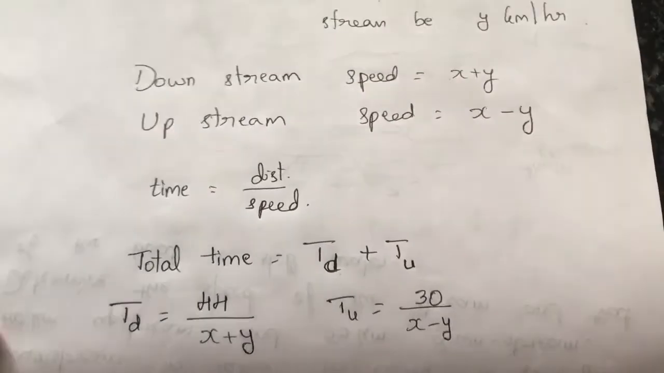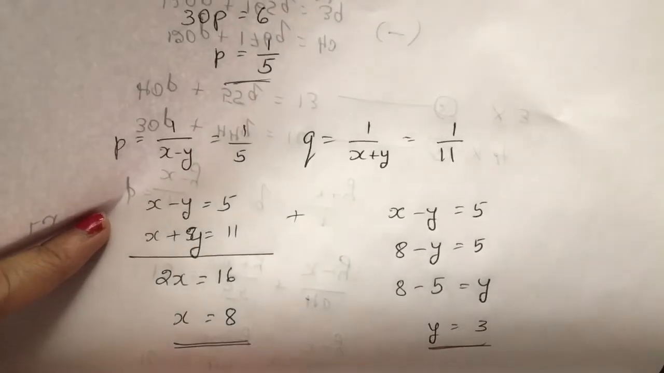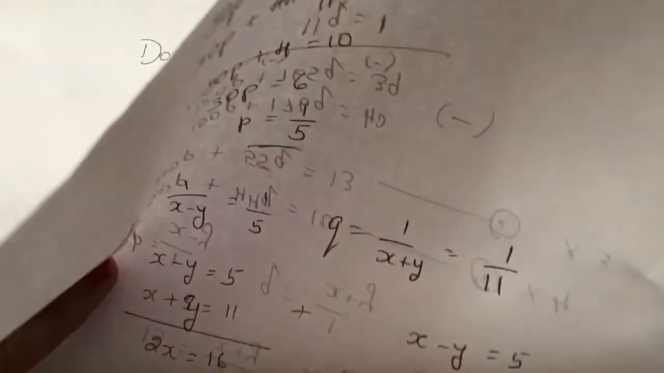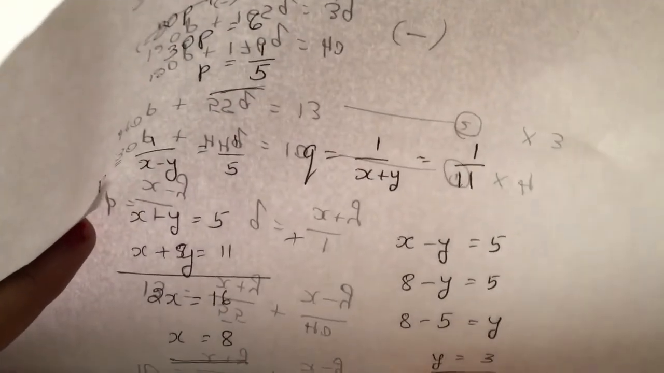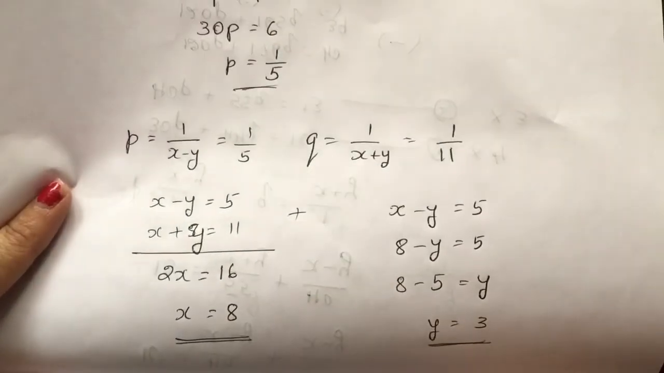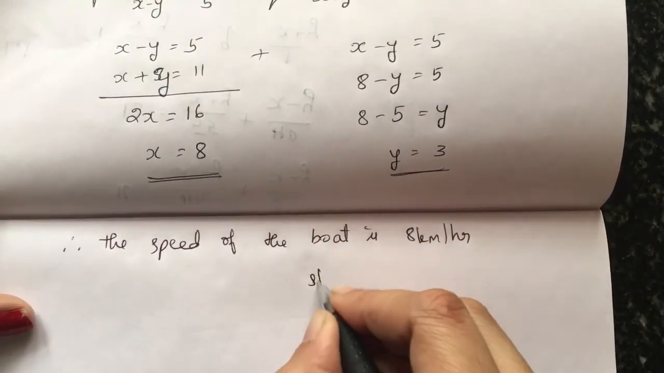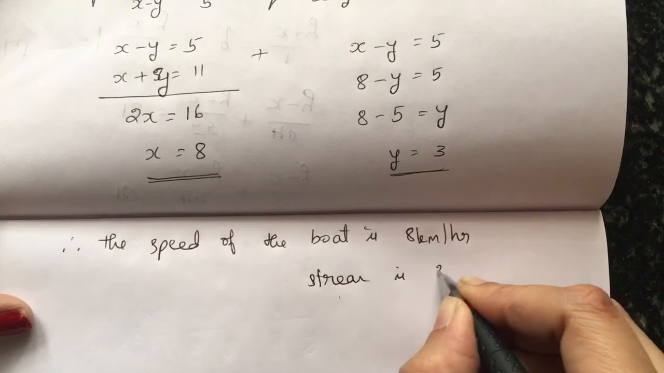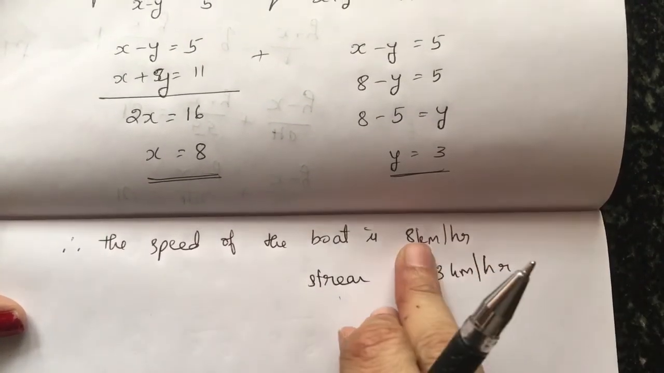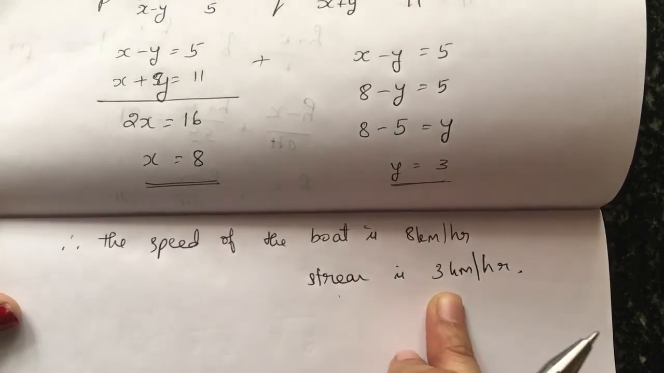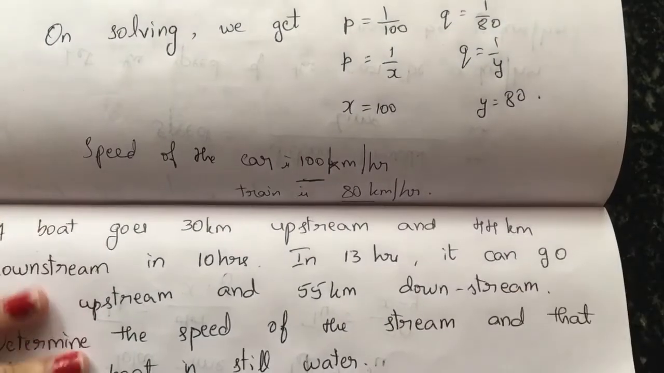You can cross check. Once you get this, just write the speed of the boat is x, so it's 8 kilometers per hour and speed of the stream is 3 kilometers per hour. You can cross check here only. Speed of the boat must be more than the speed of the stream. And yeah, you can cross check.